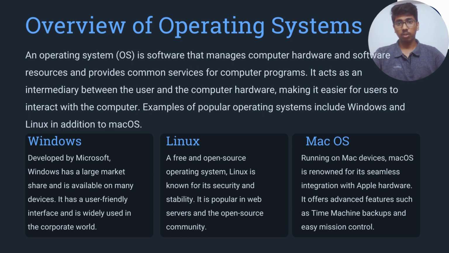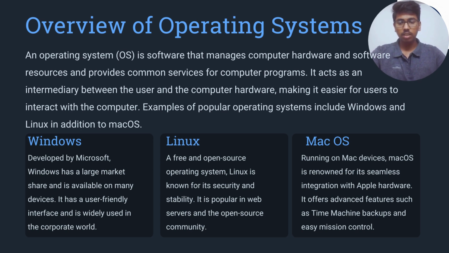So before getting into the details of Mac OS X, let's have an overview of operating systems. An operating system is software that manages hardware and software resources and provides common services for computer programs. It acts as an intermediary between the users and the computer hardware, making it easier for the users to interact with the computer. Examples of popular operating systems include Windows, Linux, in addition to macOS.